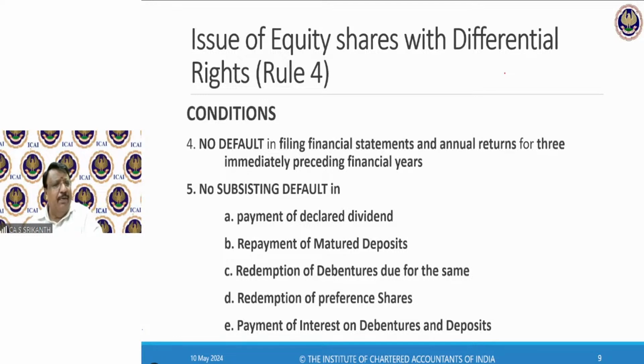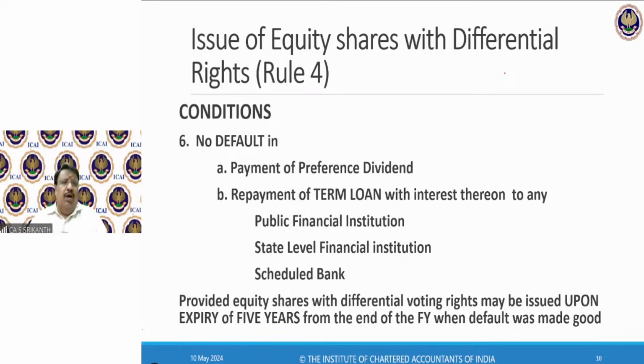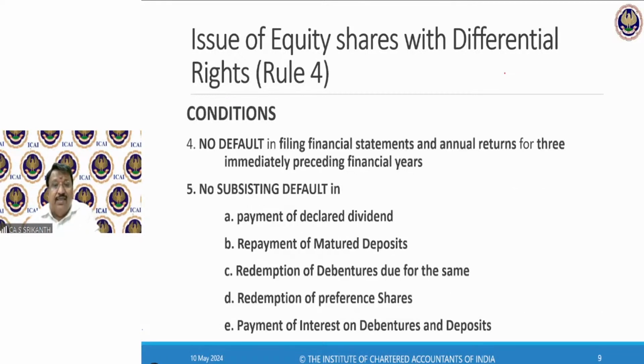So there should be no default in repayment of matured deposits, redemption of debentures due for the same. Similarly, redemption of preference shares, payment of interest on debentures and deposits. Everything should be done correctly. No default in payment of preference dividend. Repayment of term loan with interest thereon to any public financial institution, state level financial institution, scheduled bank, etc. There should be no default in all these. Provided, in these cases, there should be no subsisting default. Suppose you have not repaid your matured deposits; once you repay the matured deposit, immediately you can issue your DVR shares.